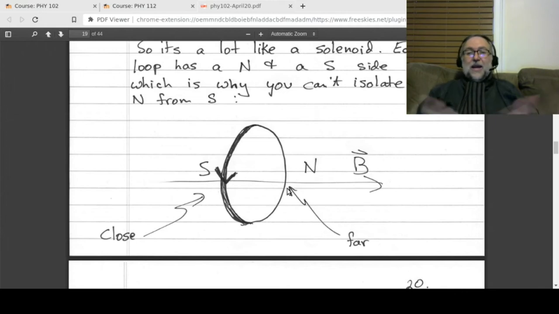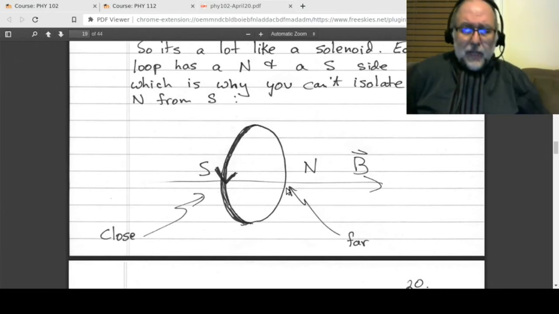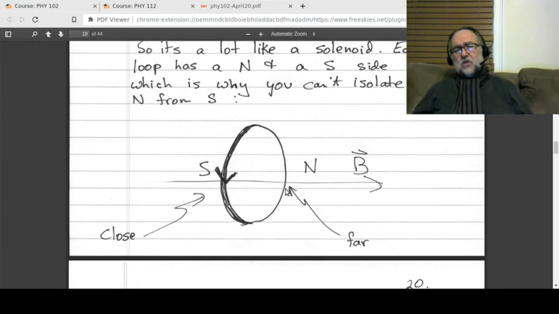It's unimaginable. Can you have a loop which has one side but not another side? That makes no sense. So that's why north and south always come together, because they're really not substances, like an electrical substance. There's no such thing as a magnetic substance. All they are is just two different sides of the circulating current.